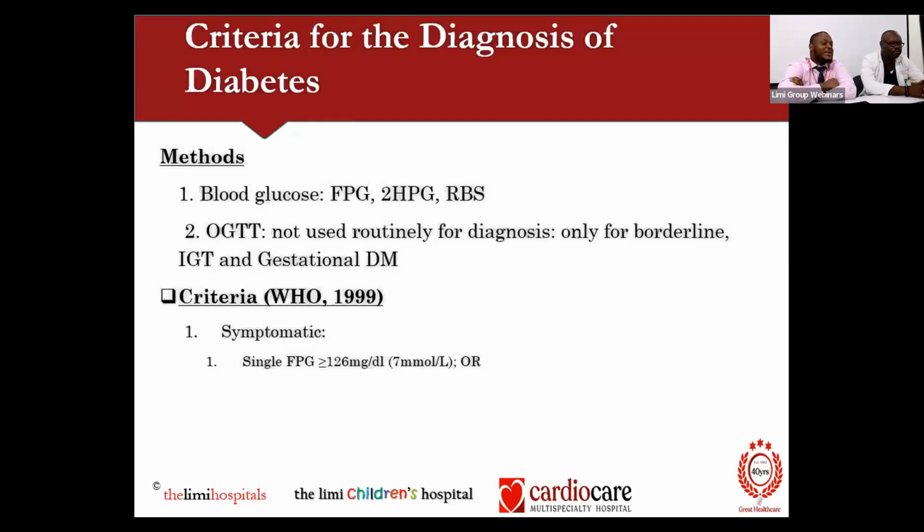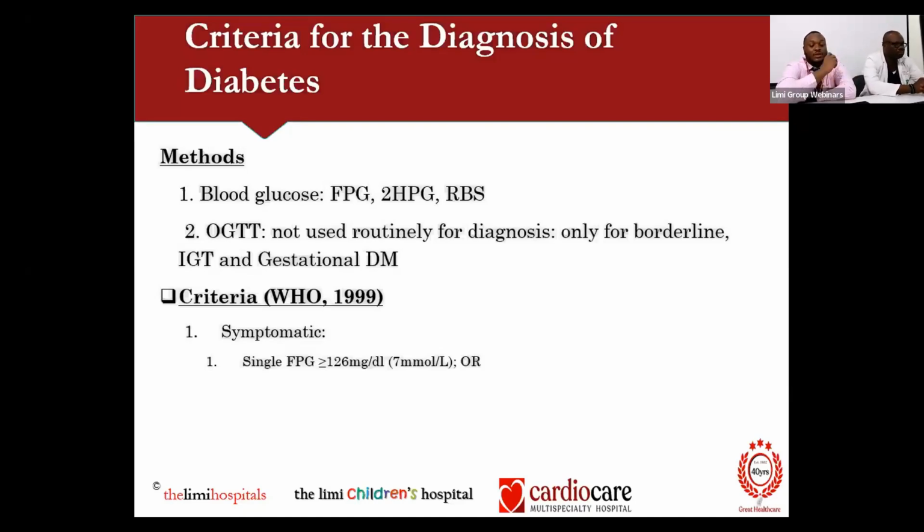So there are various methods for diagnosing diabetes mellitus. We usually want to know what the fasting blood glucose is, and also our postprandial blood glucose and random blood glucose. And currently, in standard practice, the oral glucose tolerance test is not routinely used for diagnosis, just in patients that have borderline glycemic control, or patients that have gestational diabetes mellitus.